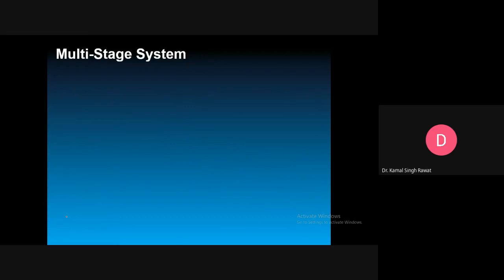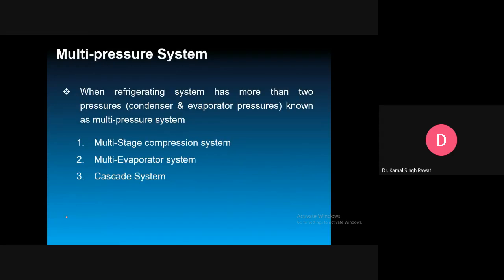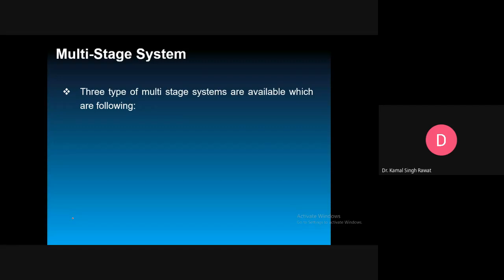Okay, now, we have seen that when we are studying the multi-pressure system, we have three types of system. First one is multi-stage compression, second one is multi-evaporator, and third one is cascade. So first we are taking the multi-stage compression system. Three types of multi-stage system are available, which are the following.